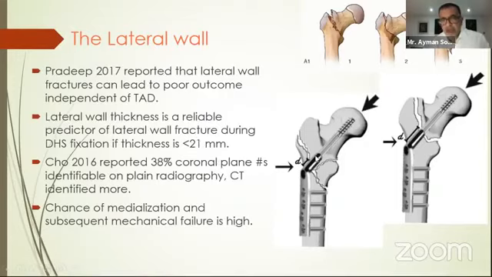Just to give you an idea, the short barrel of the DHS is 25 millimeters. So if you've got a very thin rim of bone here, there's a good chance that it might fail. Some researchers looked, in retrospect, at the cases that had mechanical failure, and they found that they could identify a lateral cortex break in 38% of their cases.